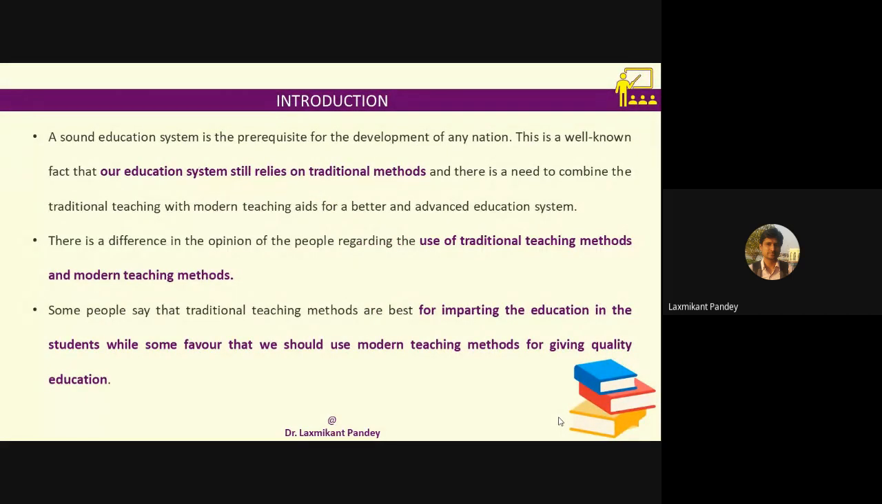Is the slide visible, the third slide, ma'am? Yes, sir, it's visible, sir.